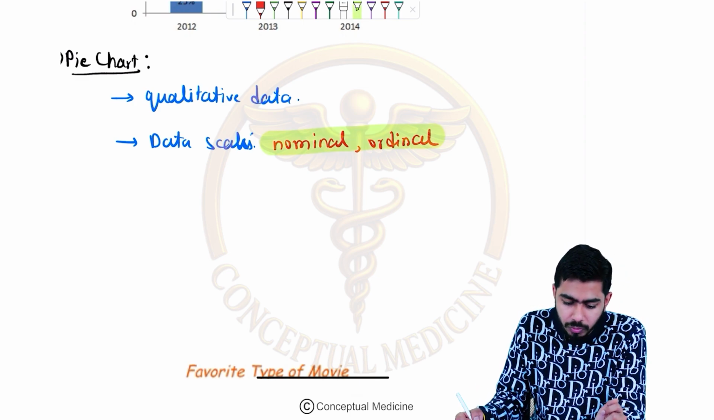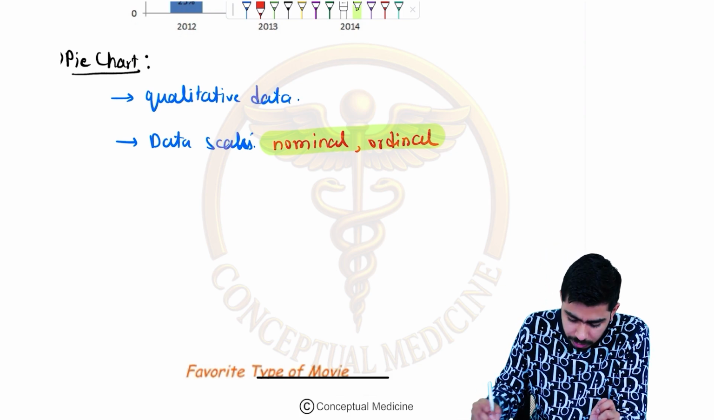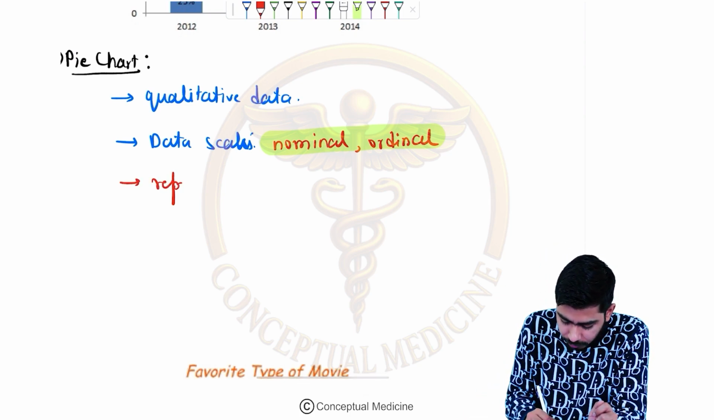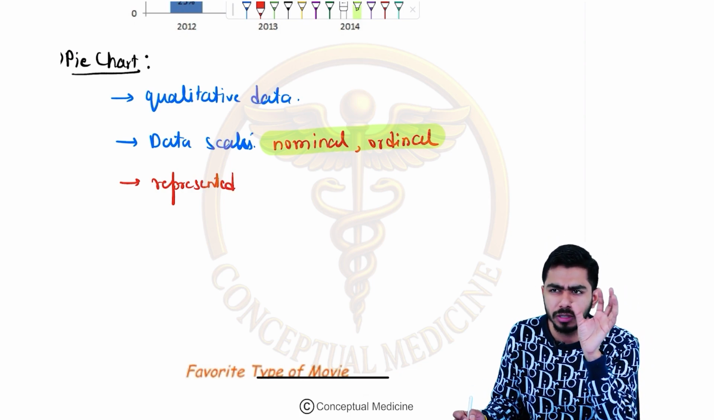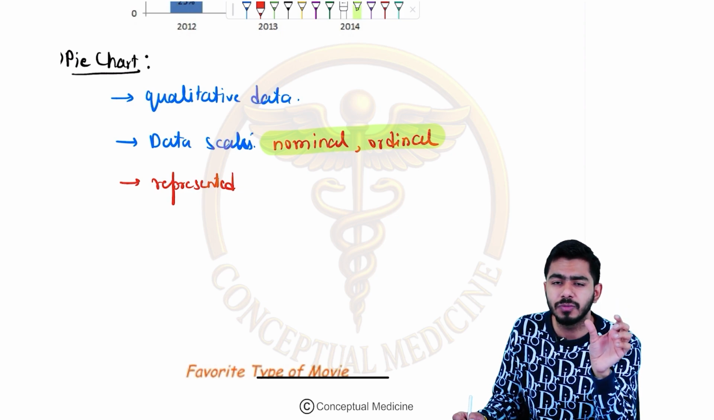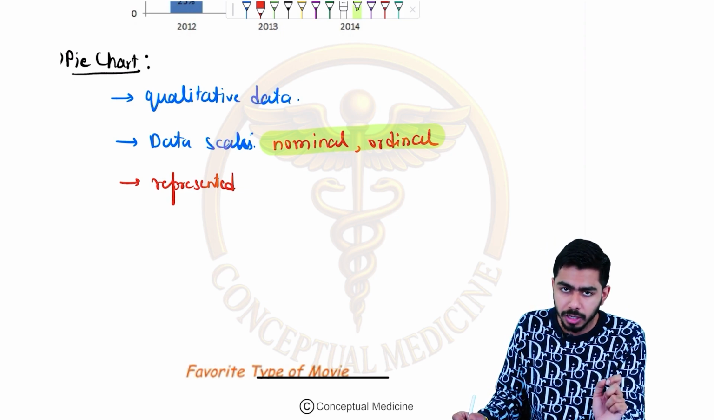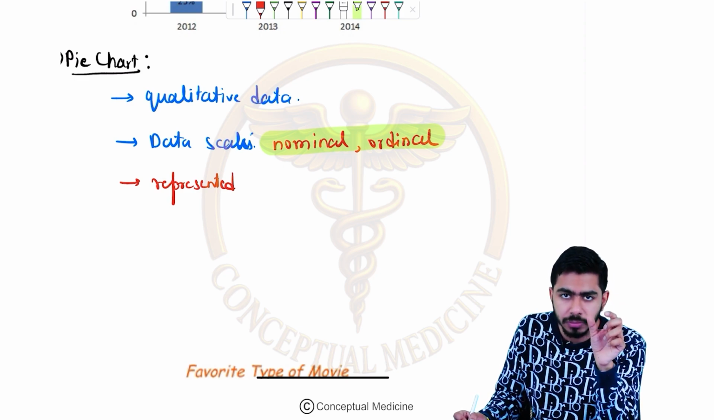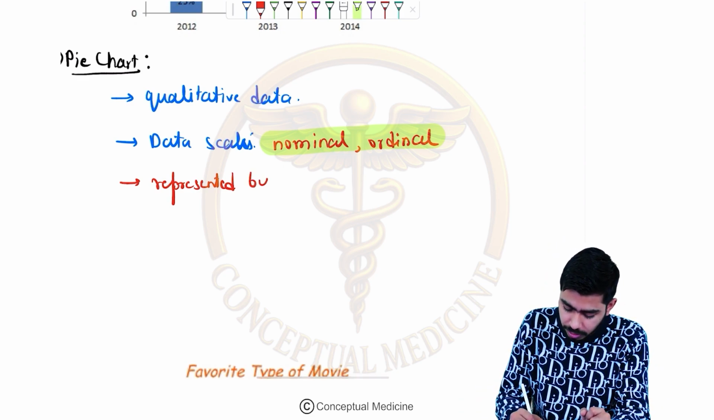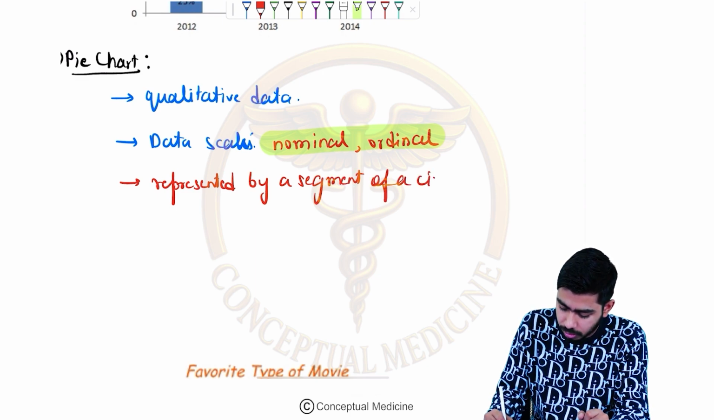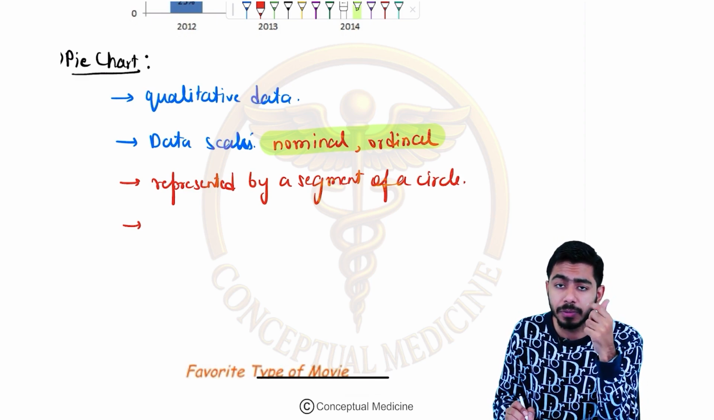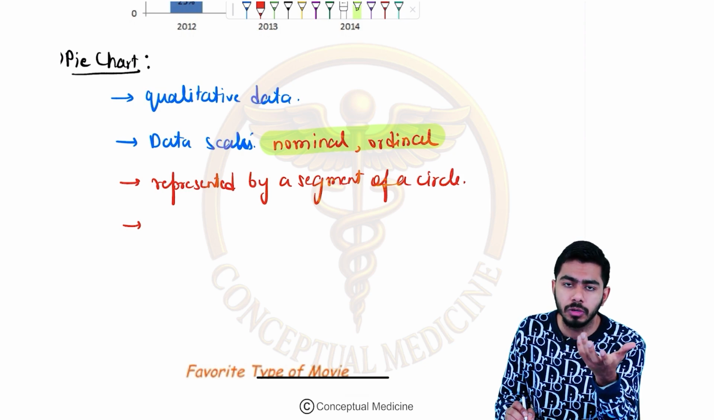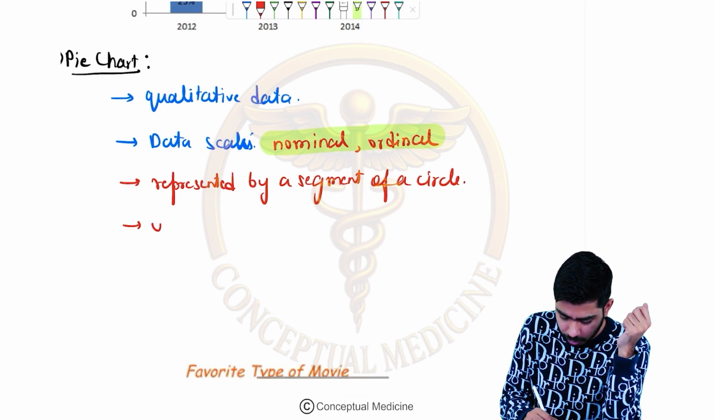Next point over here in the pie chart: I was talking about the histogram and the bar chart, which are represented with columns or rectangles. Here we are talking about the representation by a segment of a circle. Usually we are not talking about whole numbers, we are talking about percentages, and percentages are a part of which data? Qualitative data only, right? So here we are actually talking about percentages.